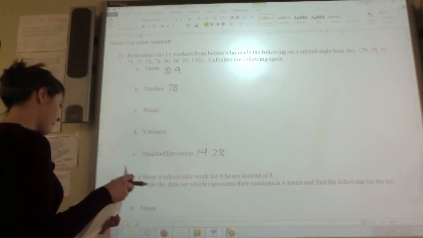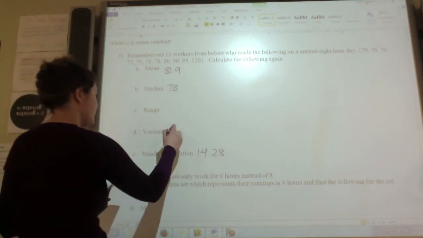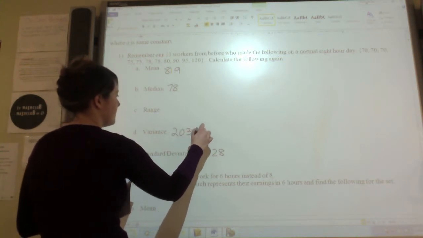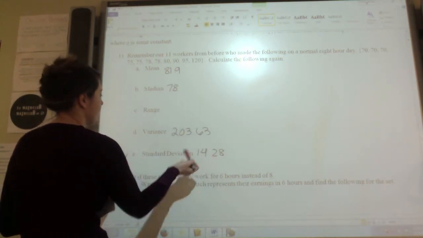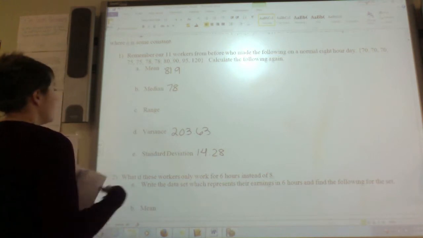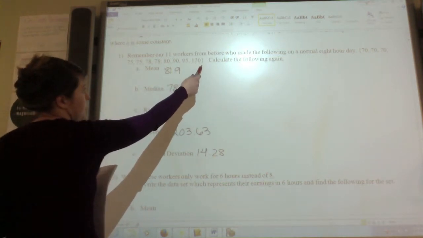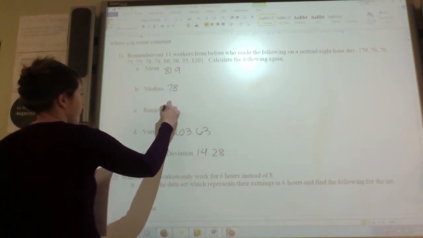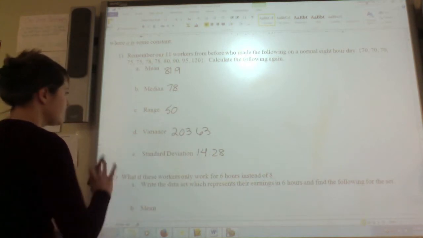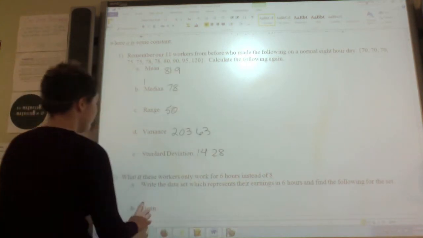For my variance, that gives me 203.63, because remember, if I just square my standard deviation, I get my variance. For my range, I just take 120 minus 70, that gives me 50. Alright, so now I've got all those data values in here.